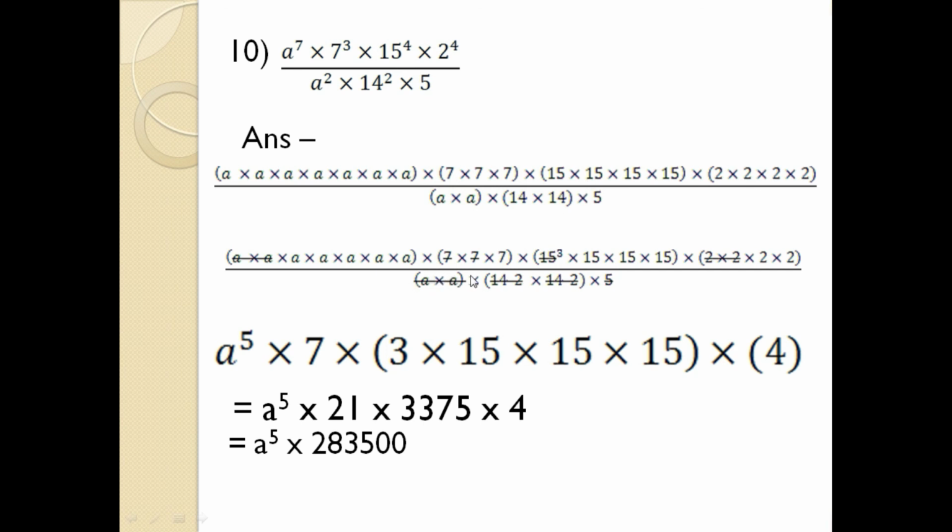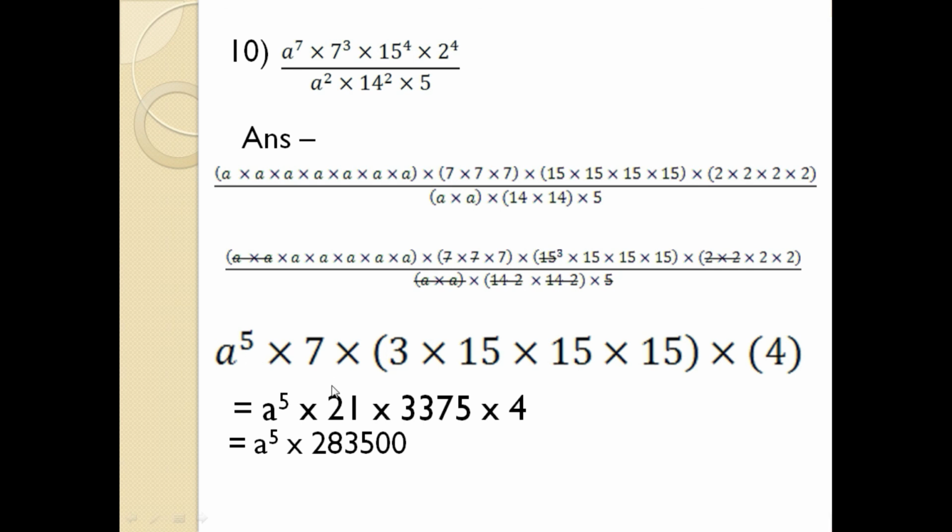So this a and a will get cancelled. This 7 1s are 7, 7 2s are 14, 7 1s are 7, 7 2s are 14. This 2 will get cancelled with this 2, and this 2 will get cancelled with this 2. Then 5 1s are 5, then 5 3s are 15. So here how many a are remaining? 1, 2, 3, 4, 5. So a raised to 5 into 7, because only this 7 is remaining. Here this 3 and then this 15 3 times, and then 2 2s are 4, and in the denominator nothing is remaining.